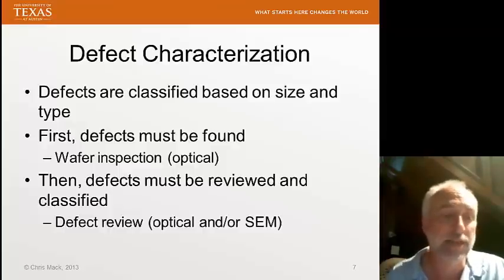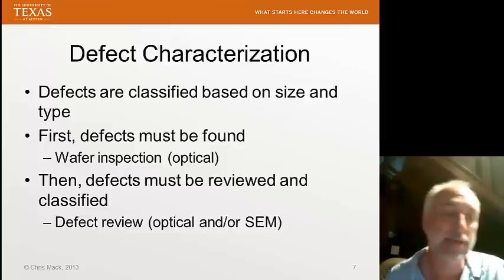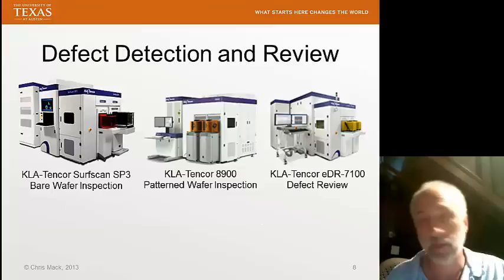Once we classify the defect, then we can do analysis on the defects. Where are the defects landing? When do they occur in the process? What's the likely source? And can we go and find that source and eliminate it?